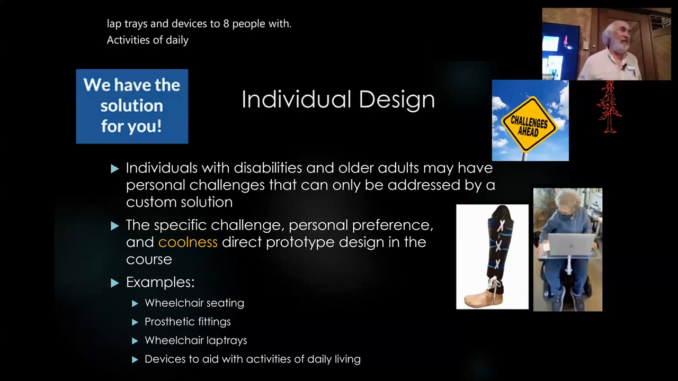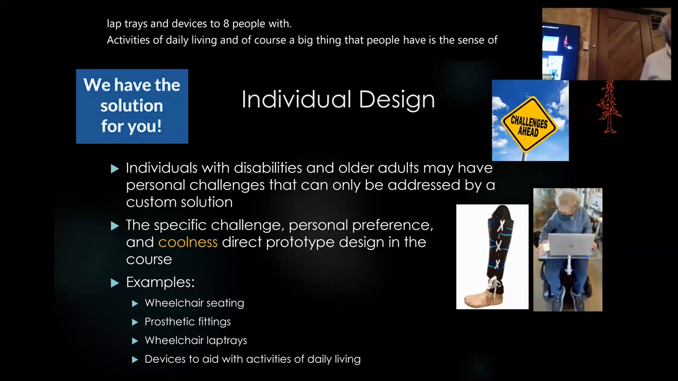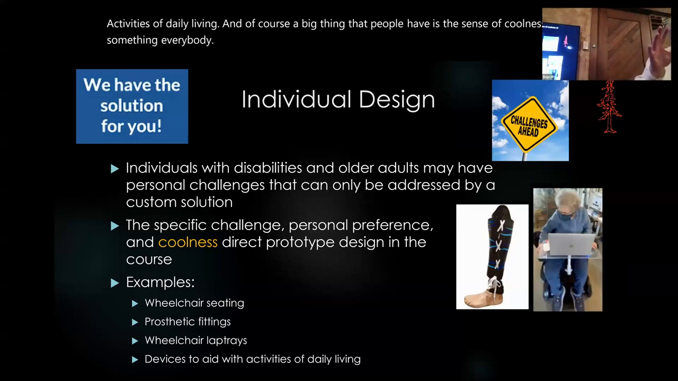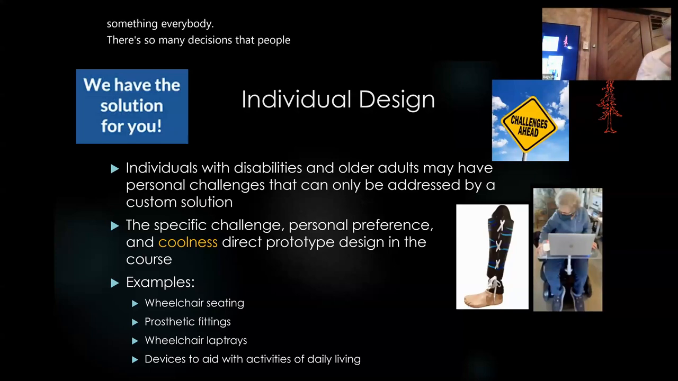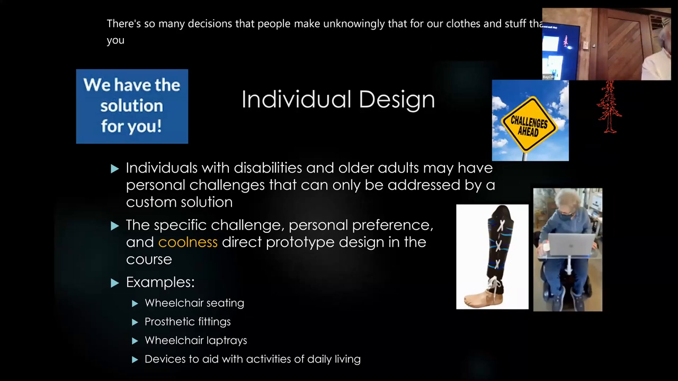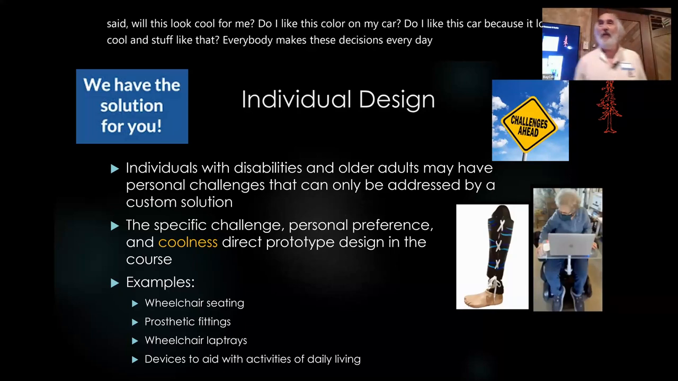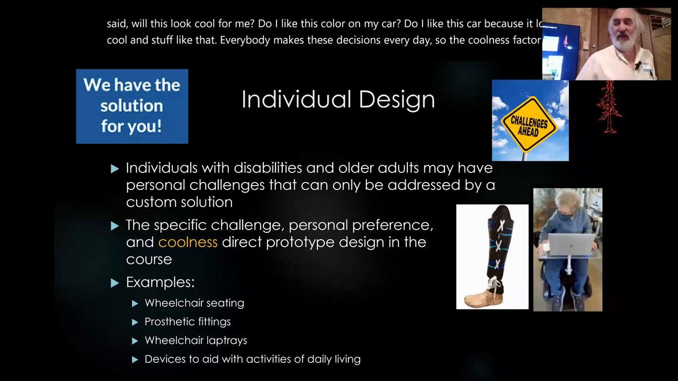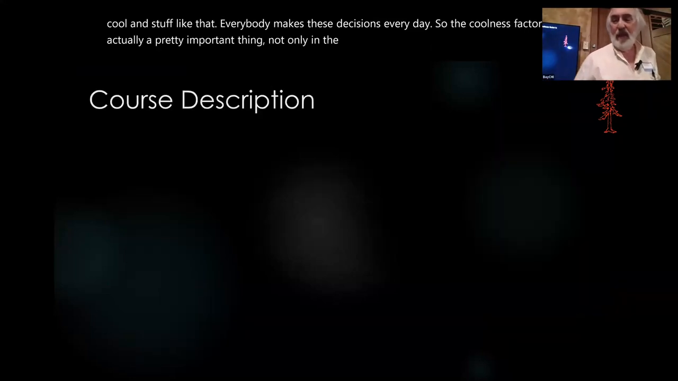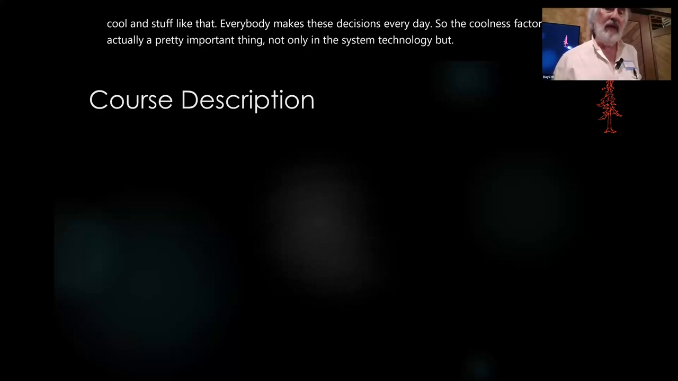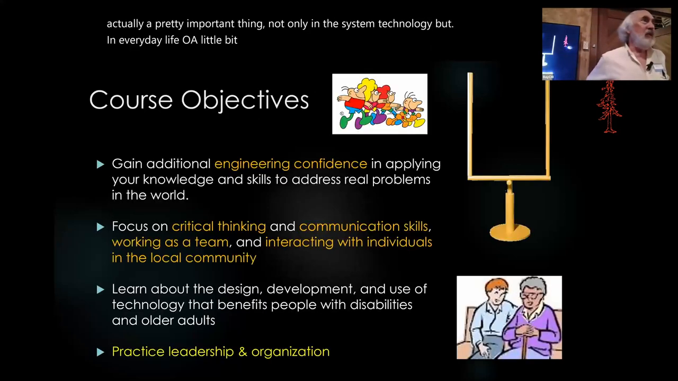And of course, a big thing that people have is the sense of coolness of something. There are so many decisions that people make unknowingly, for our clothes and stuff, like, will this look cool for me? Do I like this color on my car? Do I like this car because it looks cool and stuff like that? Everybody makes these decisions every day. So the coolness factor is actually a pretty important thing, not only in assistive technology, but in everyday life. So a little bit about the course, I've been teaching this course for 18 years.